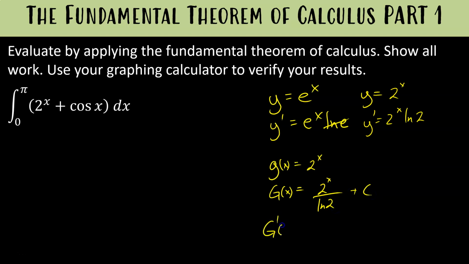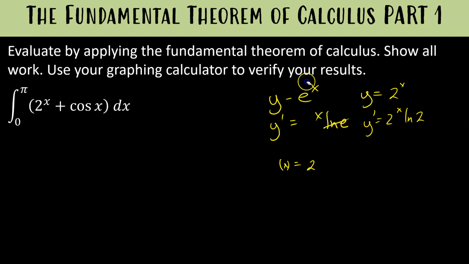Let's see, what's g prime of x? Well, that's obviously g of x, which is also 2 to the x over, or maybe we just ignore the natural log of 2 in the denominator. Let's start there. Natural log of 2 is a constant. So the derivative of 2 to the x is 2 to the x, natural log of the base 2, and that does end up with 2 to the x. Okay, cool.